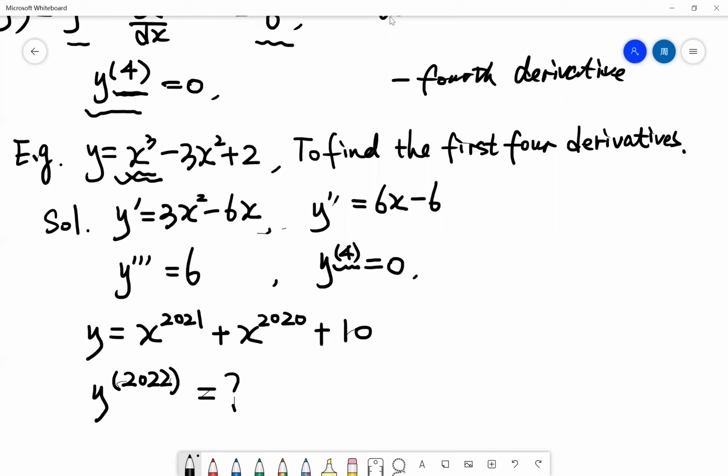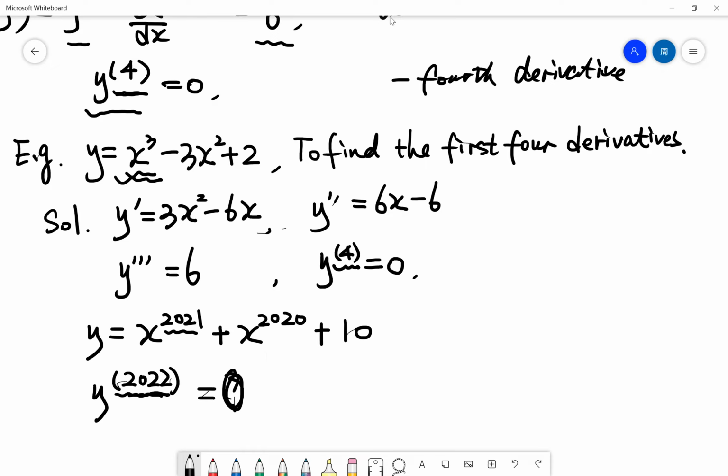So here, the highest power is 2021, right? And I want to find the order of the derivative, that is 2022. So that must be 0 here, right? Yes. So here I can give you any value, a very huge number, but the result is always 0. Okay, guys, can you understand? Yes. For this kind of question, you can get the result directly.